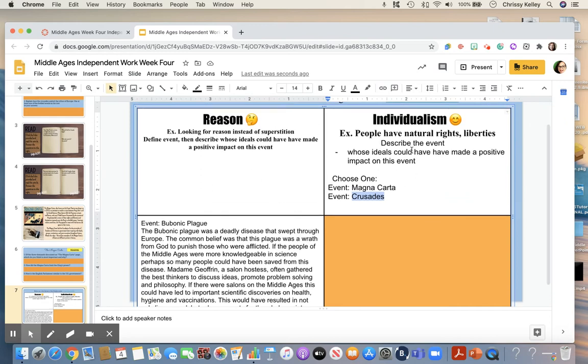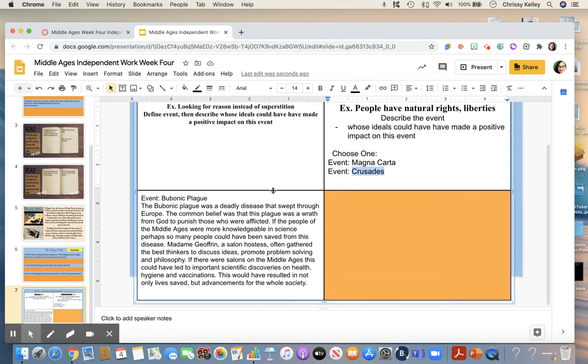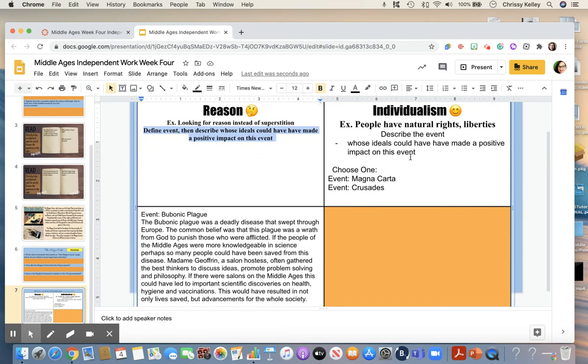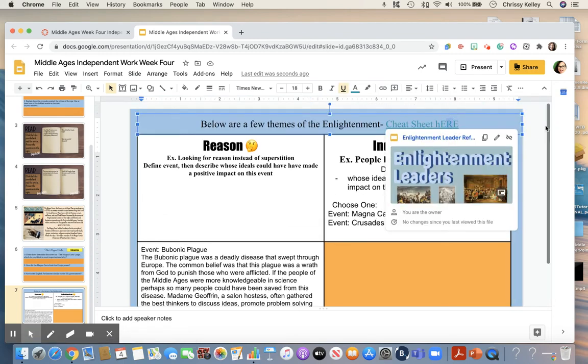So I did the same type of question, but with a different theme. Mine was on reason. We were learning about the bubonic plague this week. So my idea was, I'm going to define my event and describe whose ideals could have made a positive impact on this event. So you're doing the same thing. You're describing the event, either the Magna Carta or the Crusades, and then whose ideals could have made a positive impact on this event. Remember, you can look at this cheat sheet here or your notes.